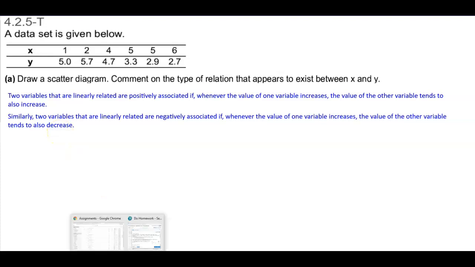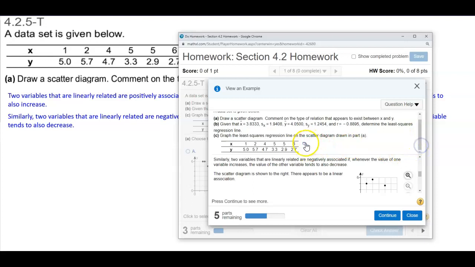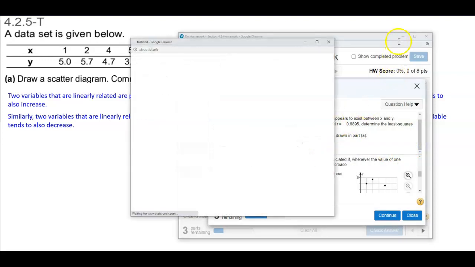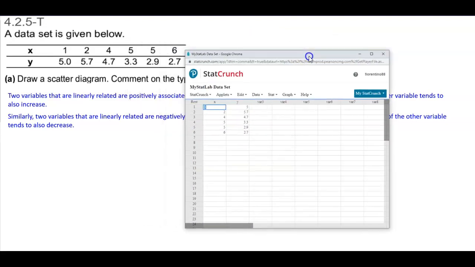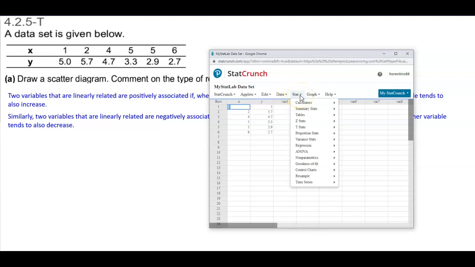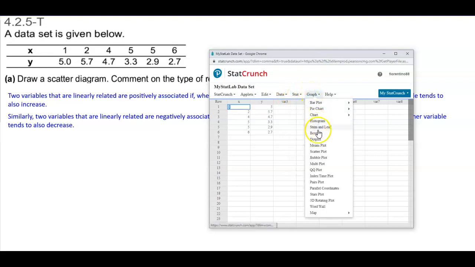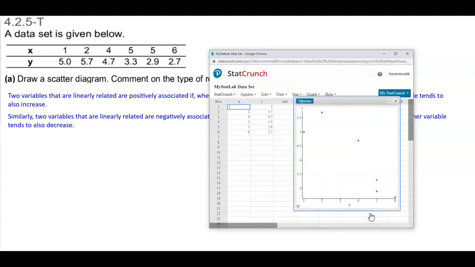So we're going to go ahead and open up this data in StatCrunch. So here is our data table. We're going to go ahead and open that up. Okay, and then we're going to create a scatter diagram. So we're going to select graph and then scroll down to where it says scatter plot. Okay, and our x variable is going to be x. We know that our y variable is going to be y. Okay, and then we're going to select compute.